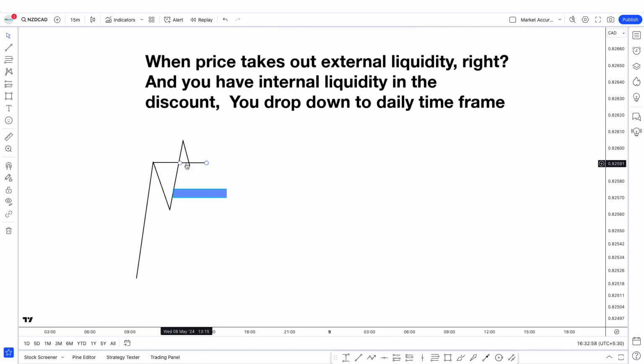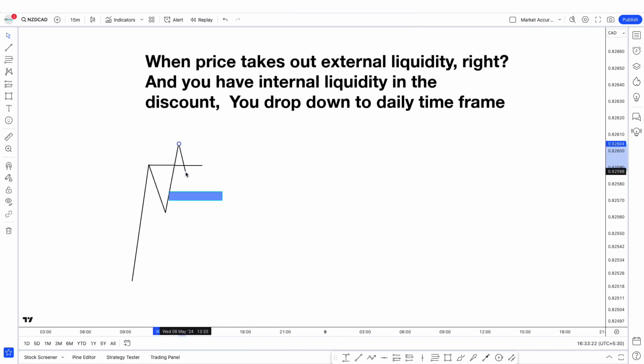Once that happens, once the body closes below this low, once you have a market structure shift, that is your go-to sign that my monthly bias is now going to be bearish until this level is filled. So once that market structure shift happens, you can simply look for my patterns. Basically, you have my ABC pattern, you can simply look for that.